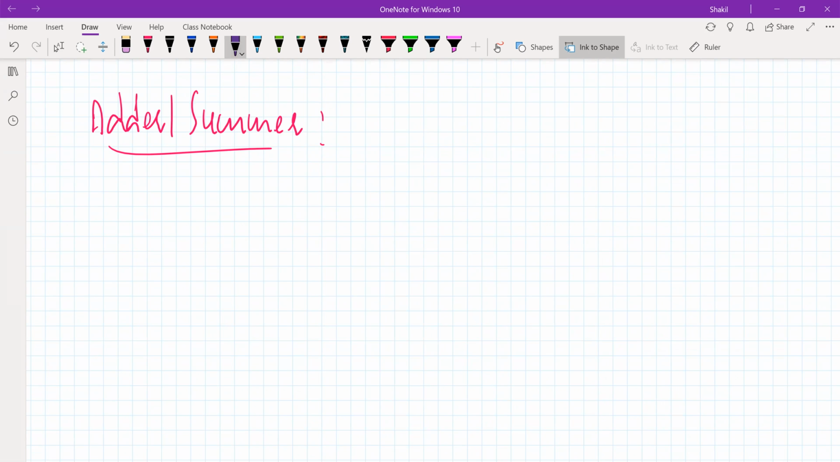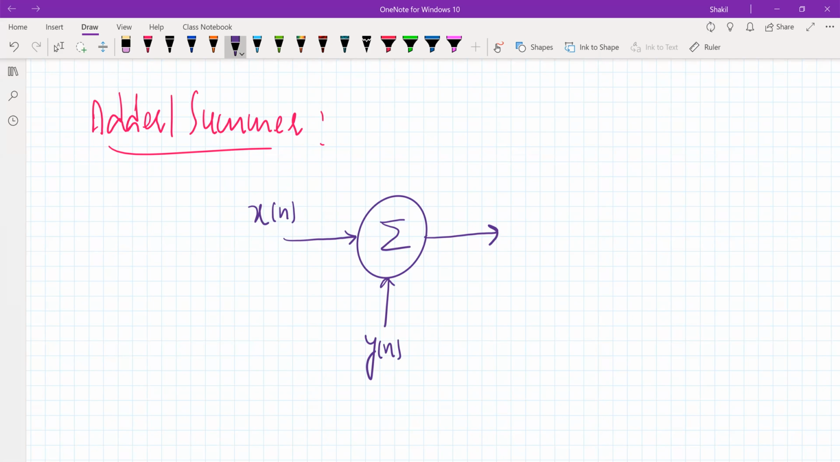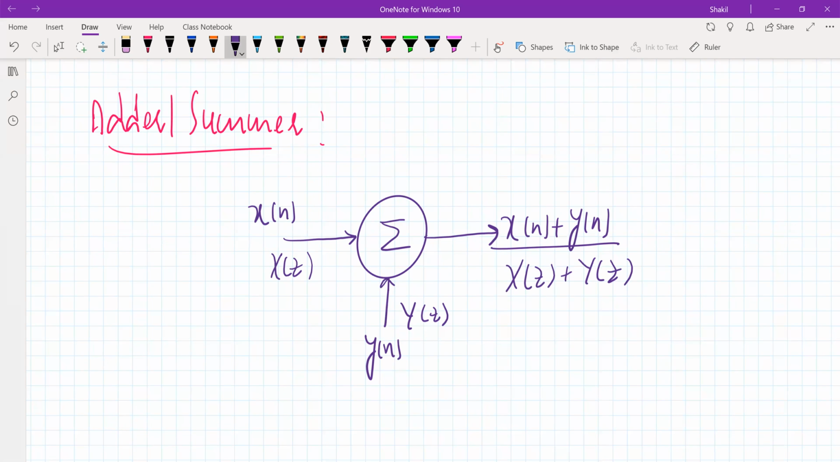Now the symbol of a summer is usually this. This is one input, this is another input, and this is the output. Suppose the inputs to the system are x of n and y of n. So the output will be, in time domain, x of n plus y of n. Right? For the same system in the frequency domain, with inputs X of z and Y of z, the input output relationship in frequency domain is X of z plus Y of z. Right? So this is the summer.